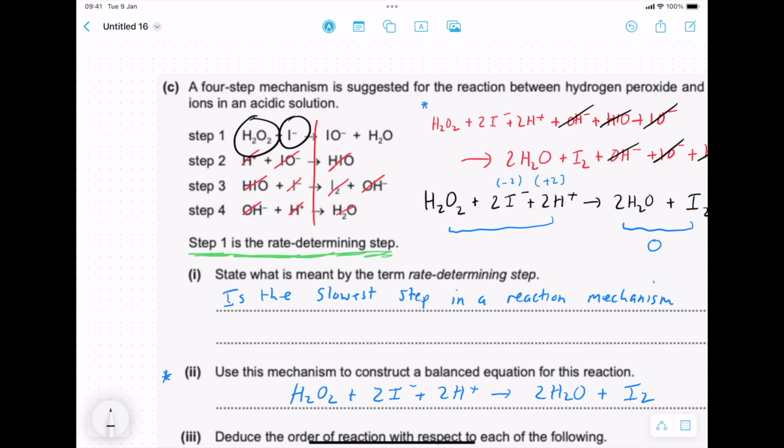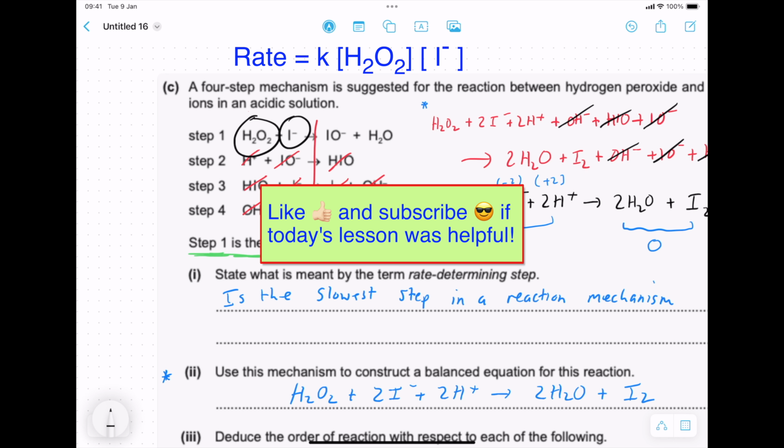Okay, so the rate equation for this one would have order 1 with respect to H2O2, order 1 with respect to I minus, and therefore there will be one of each in the rate determining step.